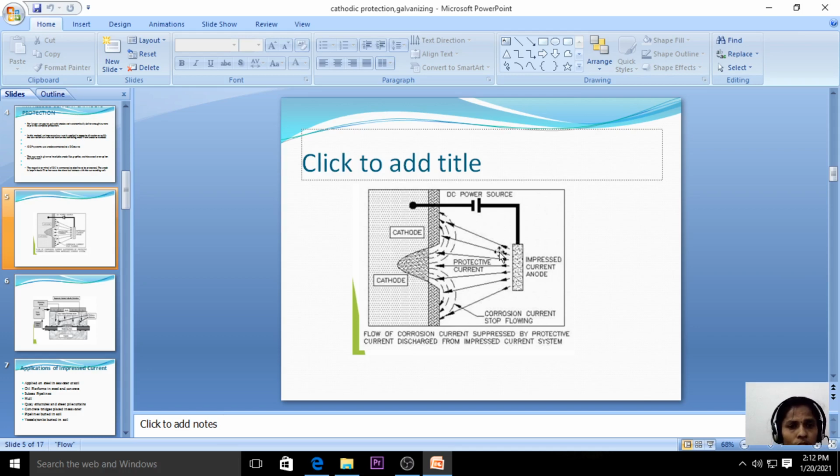So what we are doing is applying more than the corrosion current in the opposite direction, in this direction. When we apply more than the corrosion current in the opposite direction, the anode is converted to cathode and the cathode is converted to anode. That means previously it was the anode, it is converted to cathode, and this cathode is converted to anode, that is the impressed current anode.